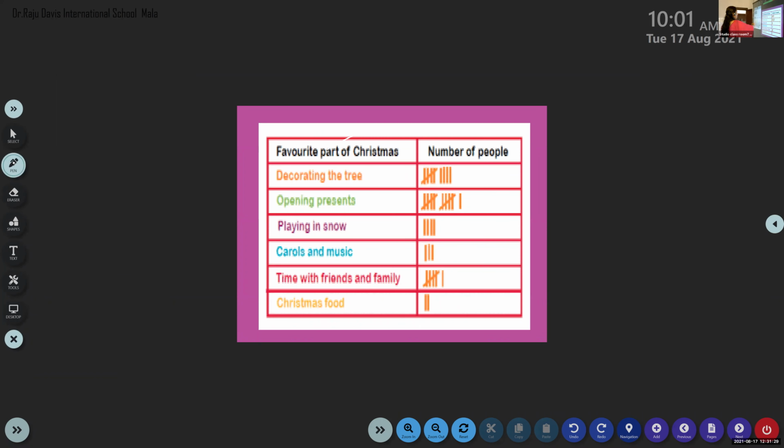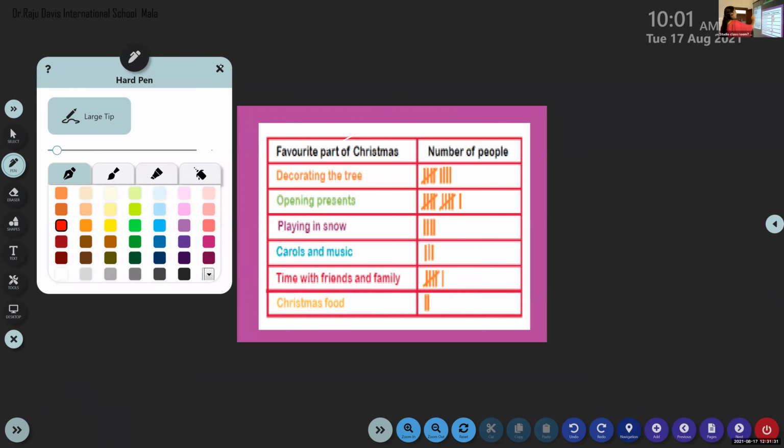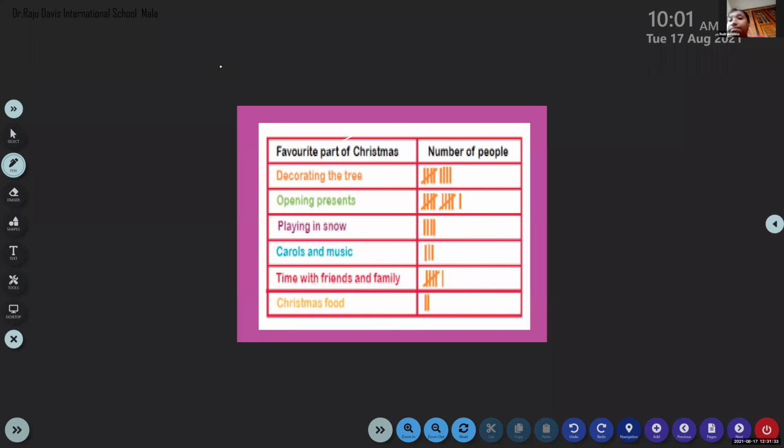Can you see that figure? Decorating the tree. Opening presents. Playing in snow. Carols and music. Time with friends and family. Christmas food. See the number of people who liked it. Clear?